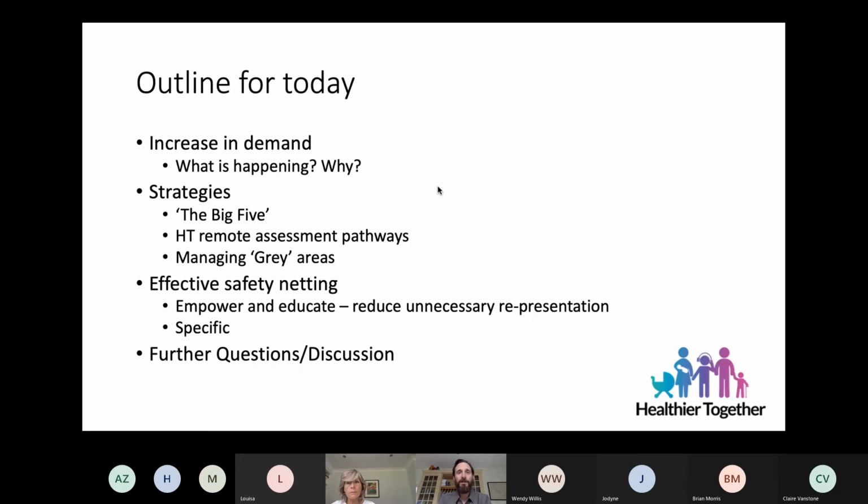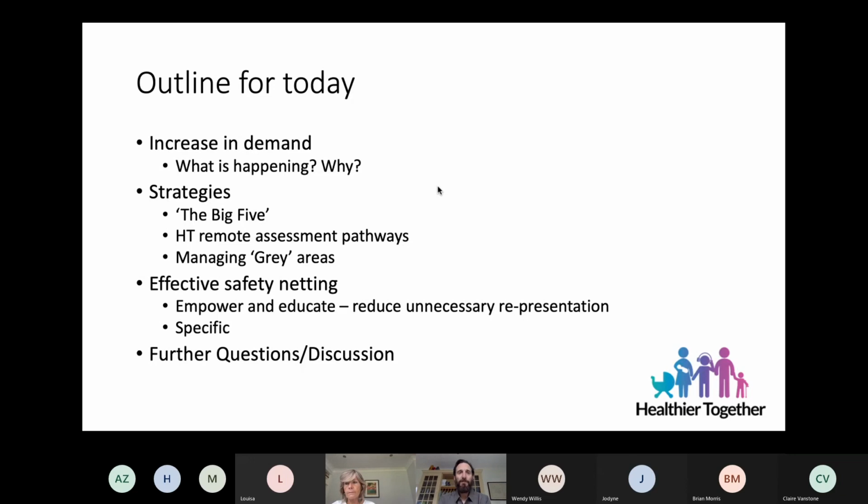So firstly, I'm going to state the obvious that we've all noticed, that there's obviously a huge increase in demand across the healthcare services for all age groups, but particularly for paediatrics at the moment. And just some thoughts about why that's happening. Firstly, confirm that that's what's happening and why it might be happening. Then I'll move on to some strategies that we can hopefully use as a healthcare service, particularly in the CAS service for assessing and dealing with this increase in demand.